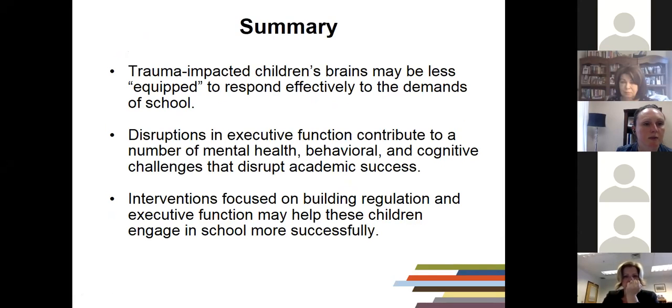Okay, so just to summarize what we've talked about, the take-home message is that for kids who have histories of trauma, their brains might be less equipped to respond effectively to the demands of school. Part of that is due to these disruptions in executive functioning, which contribute both to mental health and behavioral difficulties and cognitive challenges. All of that is potentially going to disrupt their academic success. But we do know from emerging research that interventions that focus on building regulation can help to bolster executive functioning and help kids engage in school more successfully.